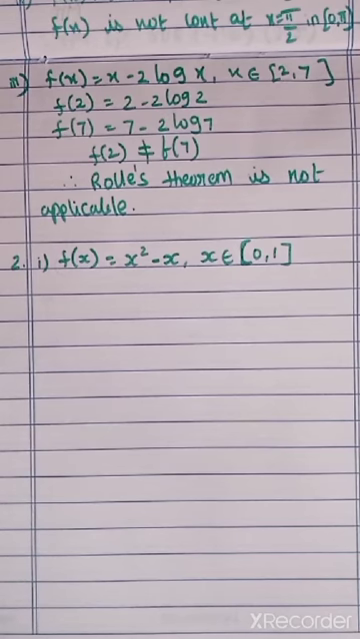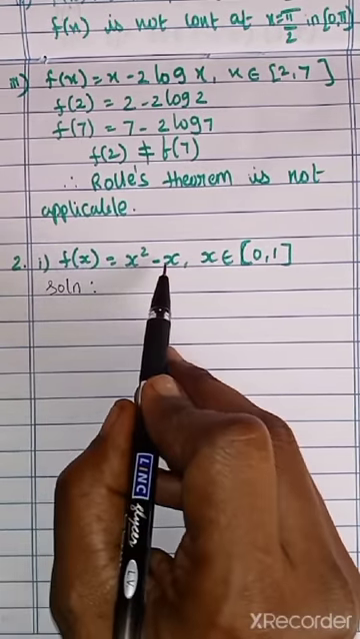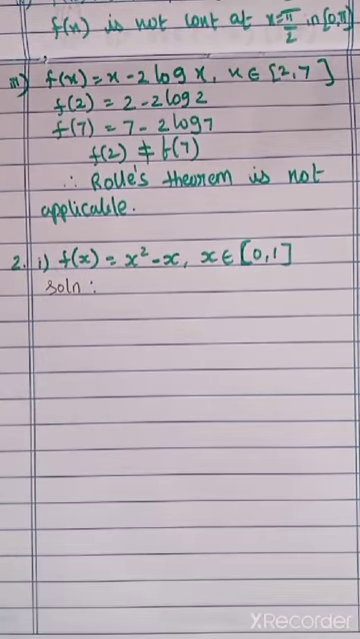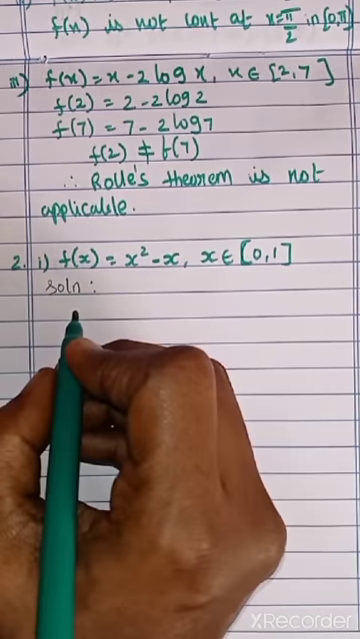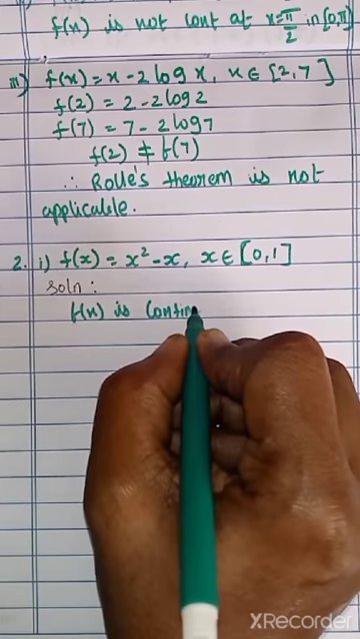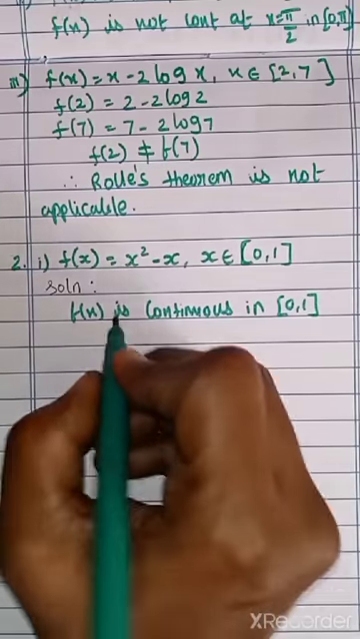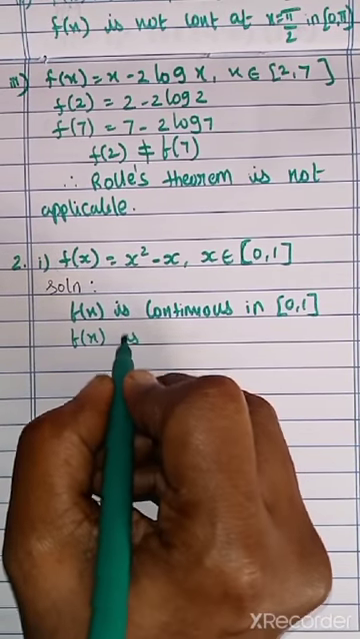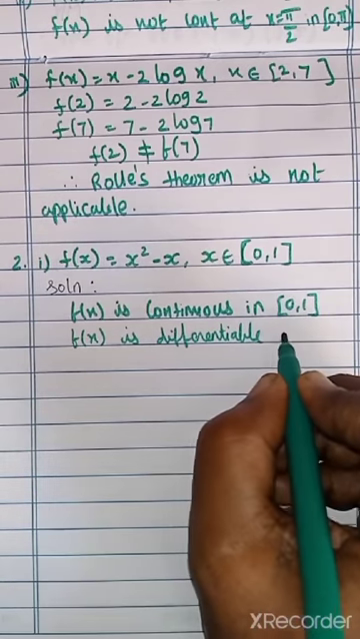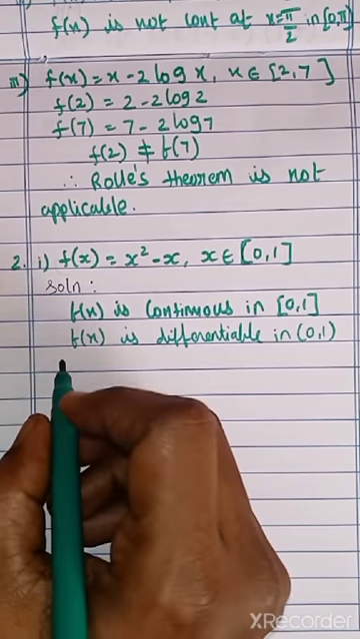So your first problem, f of x equal to x square minus x. Here there is no mod and no trigonometric function, so definitely this will be continuous and differentiable. So what is the first point? F of x is continuous in closed interval 0 comma 1. Next, what is the second point? F of x is differentiable in open interval a b. Third point, f of a equal to f of b.